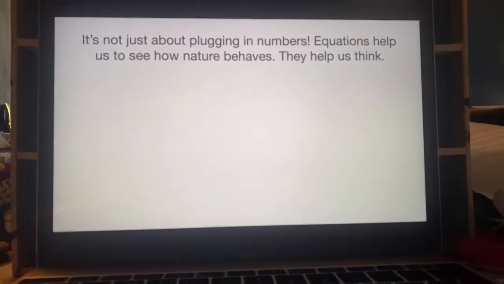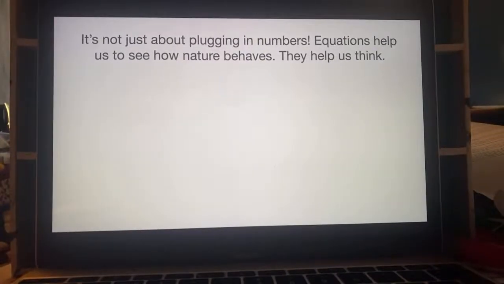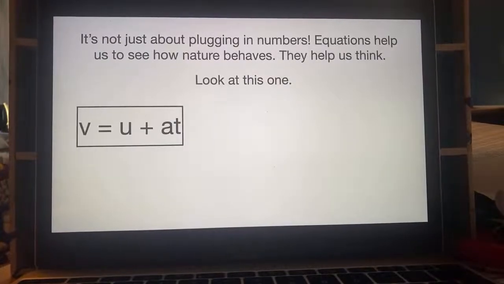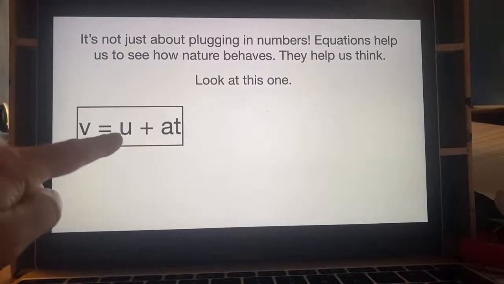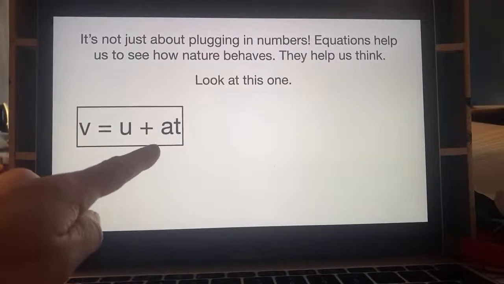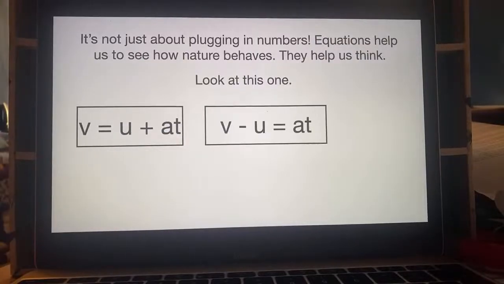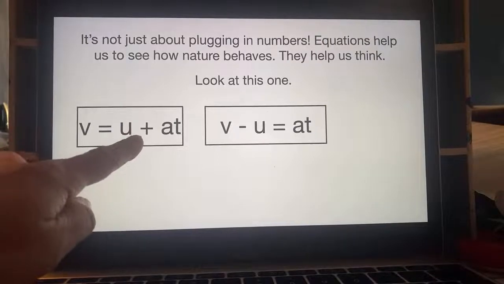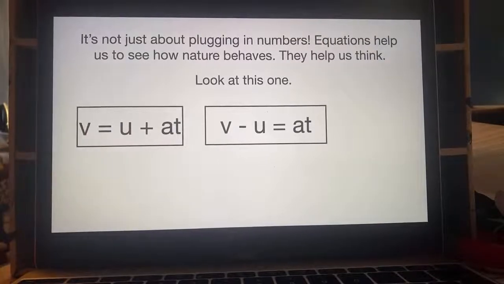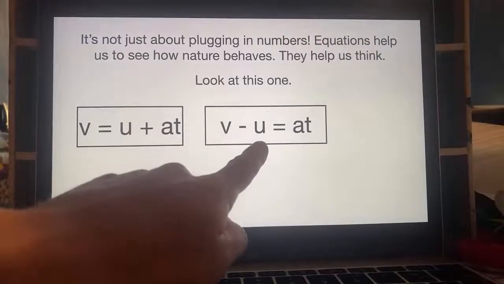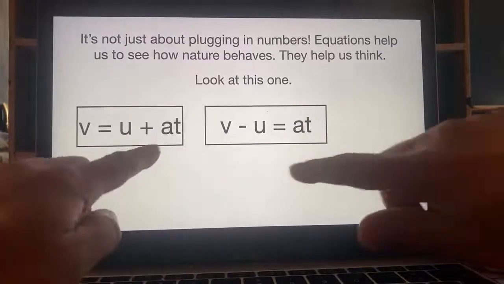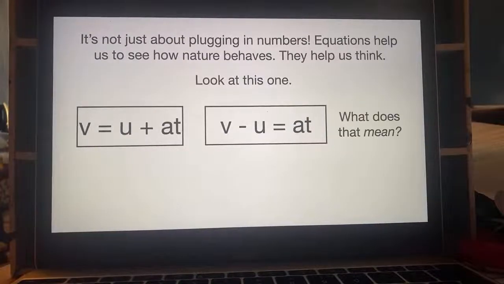All these equations that we've looked at, they're not about just plugging in numbers, people. Equations help us to see how nature behaves. They help us to think. So have a look at this one. Final velocity equals the velocity at first plus acceleration times time: v = u + at. We can rearrange that a little bit, right? Let's take the u from this side and stick it on the other side. So now we've got v minus u equals at.